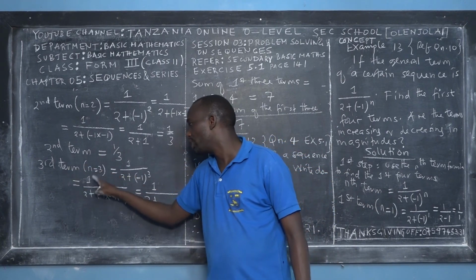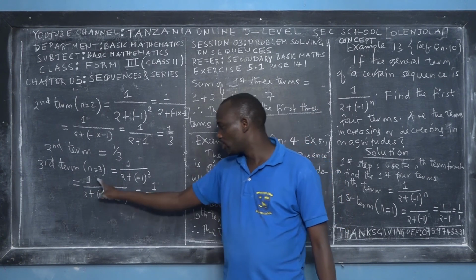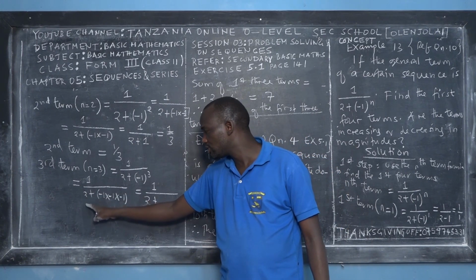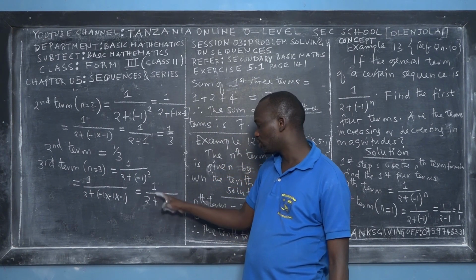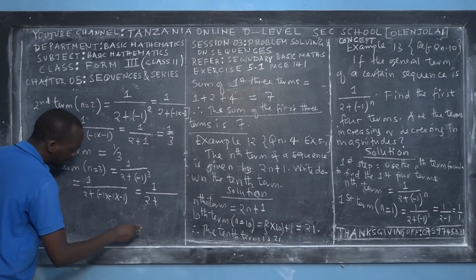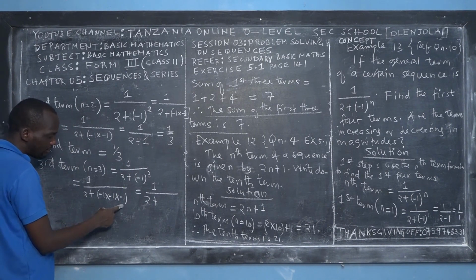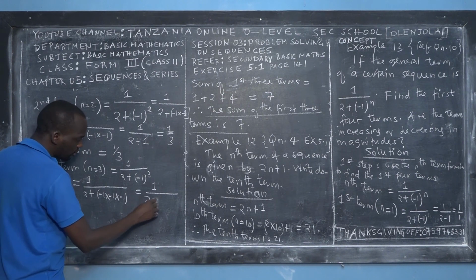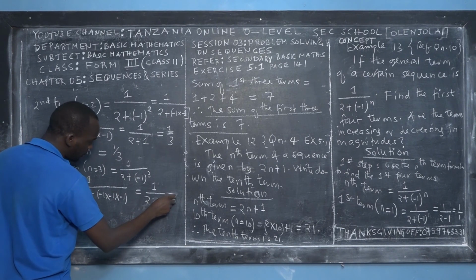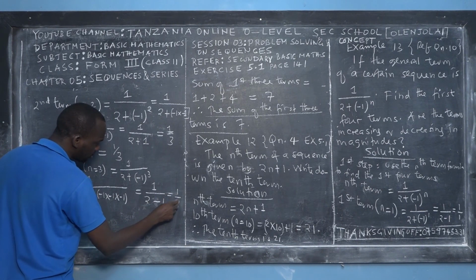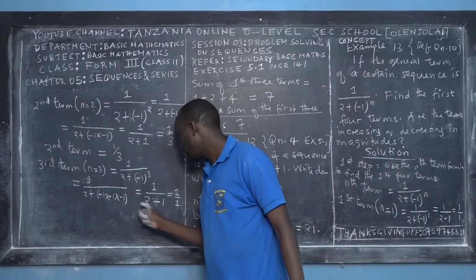Now the third term is when n is equal to 3. So 1 over 2 plus negative 1 power 3. Simplifying, this is 1 over 2 plus negative 1 times negative 1 times negative 1. Negative 1 times negative 1 is positive 1, and positive 1 times negative 1 is negative 1. So this will be 2 minus 1, so the answer will be 1 over 1. We say that 2 minus 1 is 1.